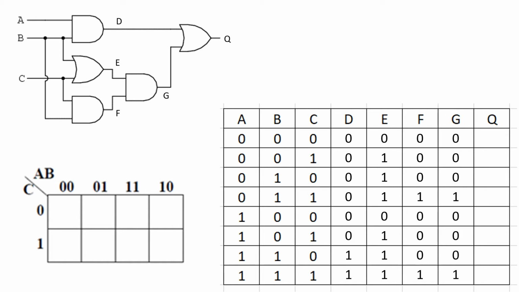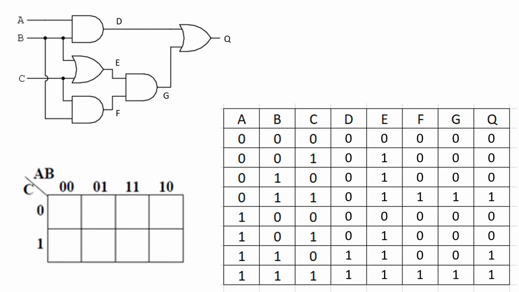Then finally we look at Q. Q is an OR gate, but this is D and G, so be careful as you read your columns. Where D and G, we want to have at least one of those, and there are 3 occurrences where D is 1 or G is 1, or possibly both.